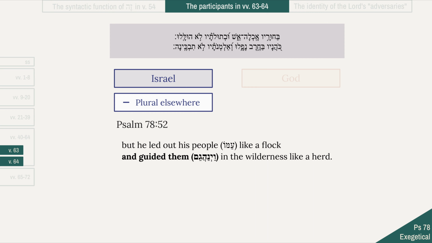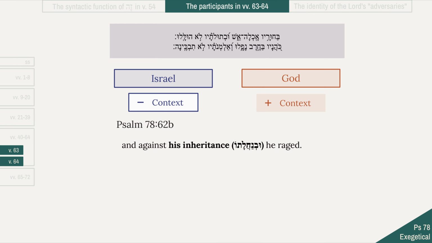So the singular pronoun in amo is used to refer to the Lord, and a plural pronoun, vayenahagem, is used to refer to his people Israel. And this is consistent, not just throughout the psalm, but specifically from verse 52 all the way to verses 63 and 64. Pronouns for Israel are consistently plural, and pronouns for the Lord are consistently singular. And the line just before verses 63 to 64 says, "And against his inheritance, uvanachalato, he, that is the Lord, raged." And it makes sense, following this line and in accordance with the larger pattern, that the singular suffixes in verses 63 and 64 would refer to the Lord.